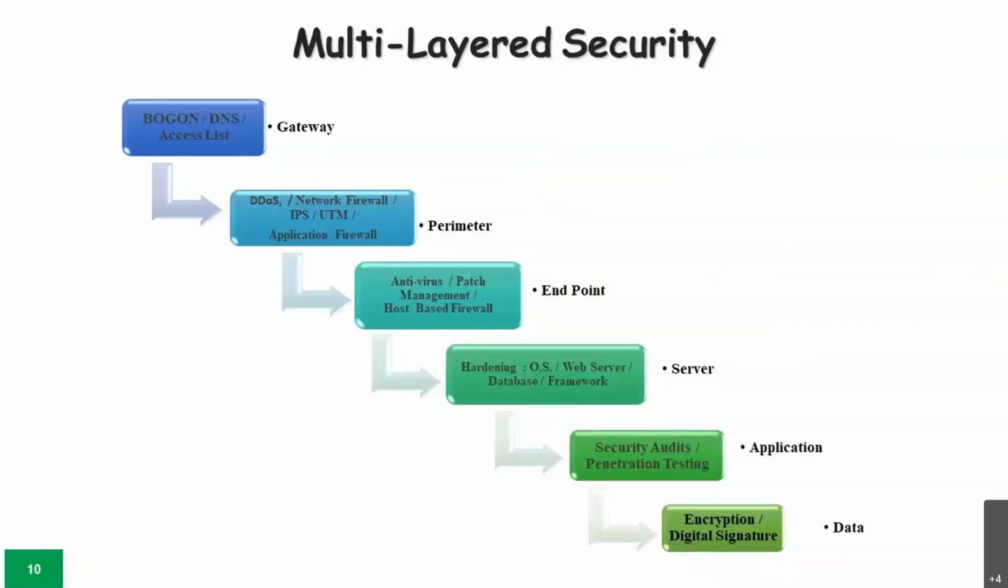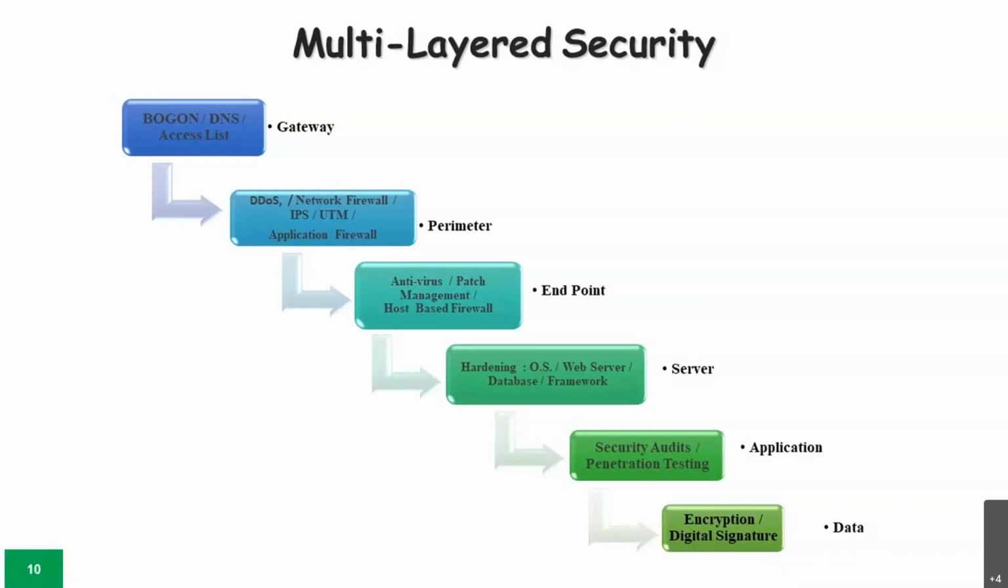This is multi-layered security. Here is the gateway. First, when we reach any website, we first face the gateway. We need to put the DNS entry. After that, here are the perimeter devices, the network security devices. These are used on the network, like DDoS protection, network firewall, IPS, UTM, application firewall.